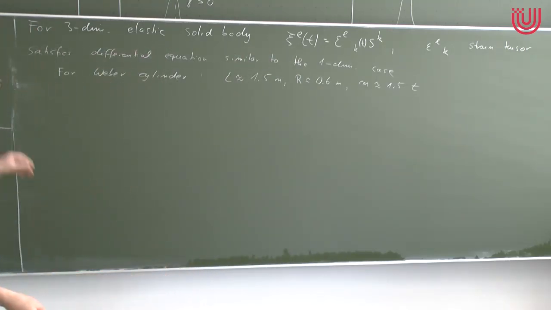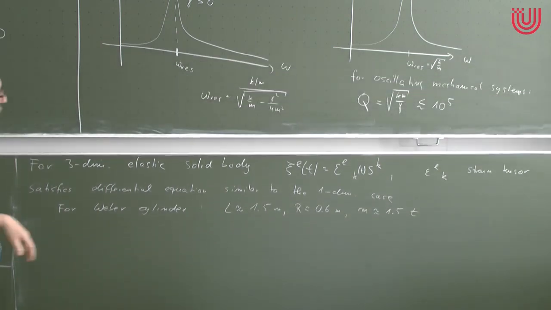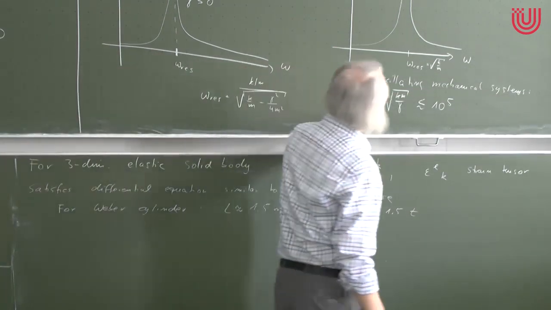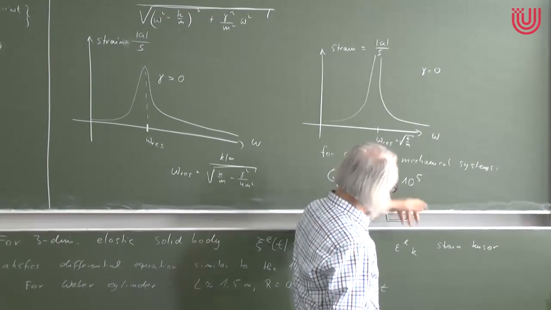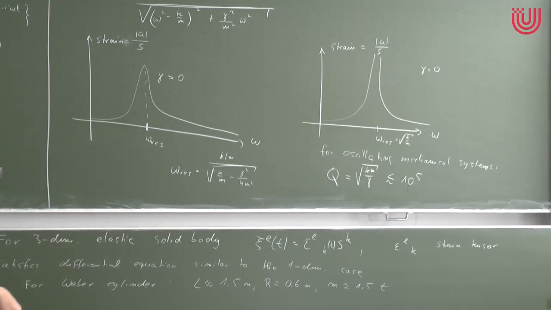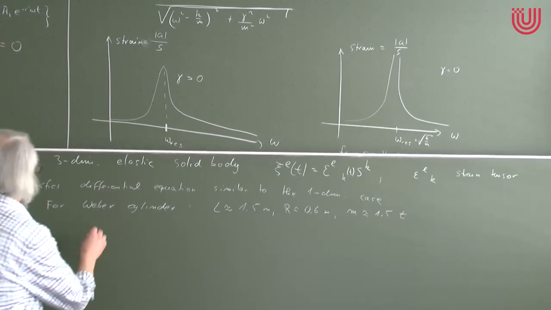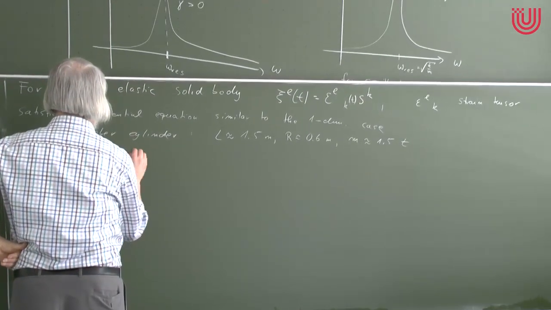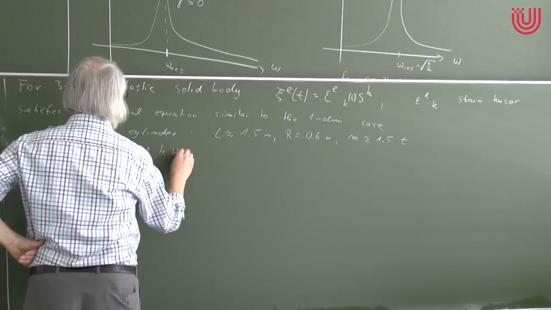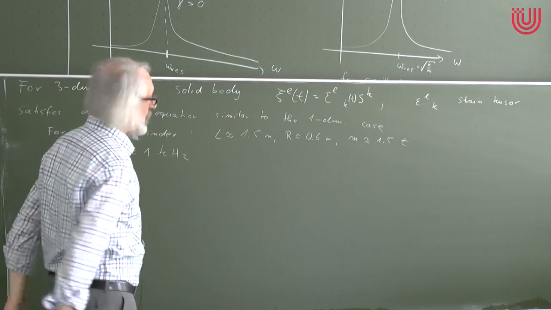And for this thing, you can now calculate the resonance frequency. We can calculate the damping constants, thereby the Q factor. And as I said, for these mechanical systems like these cylinders, the best Q factors you can reach are something like 10 to the 5. And the resonance frequency for these things is approximately 1 kilohertz. So you get big amplitudes if you excite this with a frequency of 1 kilohertz.